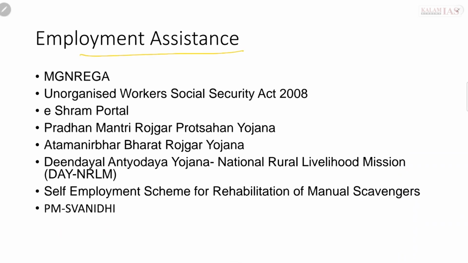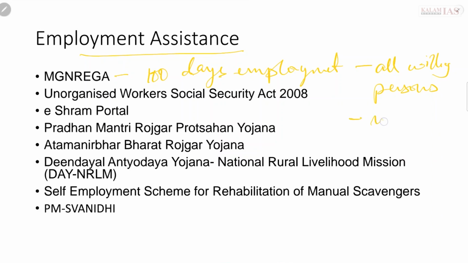Then we have the employment assistance programs, such as the Mahatma Gandhi National Rural Employment Guarantee Act, or the MGNREGA, which guarantees 100 days employment to all willing persons. This was the first time the right to work was properly given a statutory format. Then we have the Unorganized Workers Social Security Act, which provided for a social security fund for the unorganized sector. We will discuss the e-Shram portal in the coming class. Then we have the Pradhan Mantri Rozgar Protsahan Yojana for boosting the economic scenario of the employers so that they can generate employment.